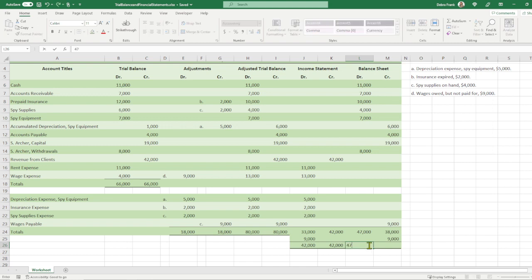All right, let's bring that down now, and then 38 plus 9 should be 47, and we tie now. Now we're happy. So this plug here that we did was just our net income. And now we have our balance sheet tying out, our income statement tying out. We are done with our worksheet. We are all happy. And so we are ready to now piece these out into our financial statements.